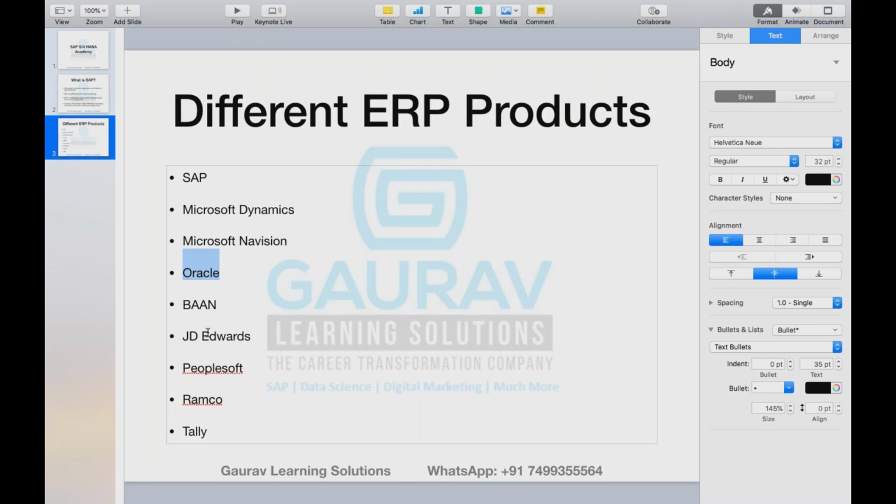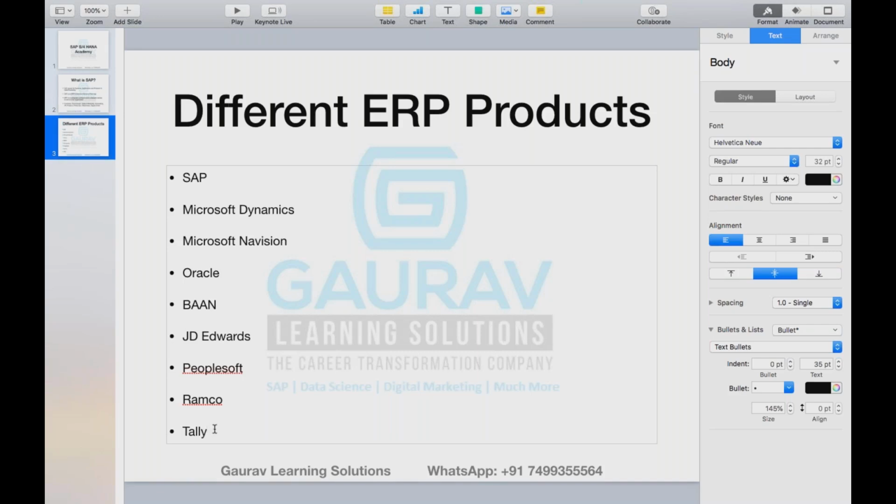Although there are some companies who are using them, it is still not as much as it was around 25, 30 years back. Ramco again is a small scale ERP product. Most of the smaller scale industries, if they want to go for ERPs, go for Ramco. And Tally again, although they say Tally as ERP, it is very strong in terms of accounting and finance. But when it comes to the other departments, it is not that strong.